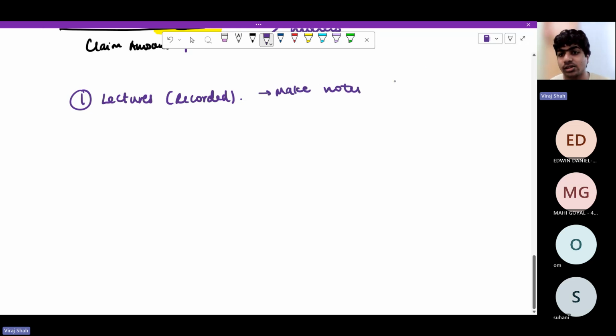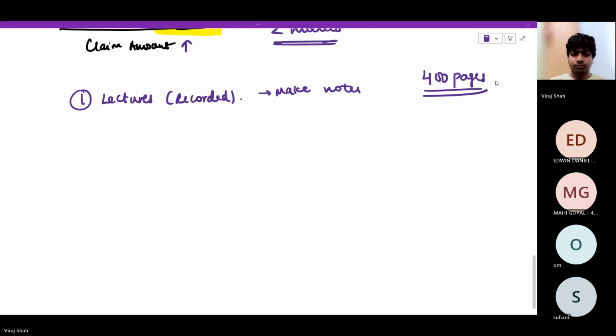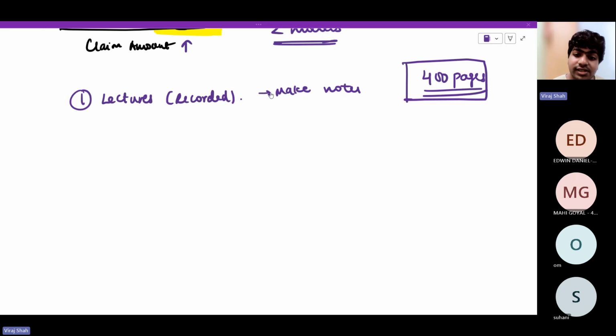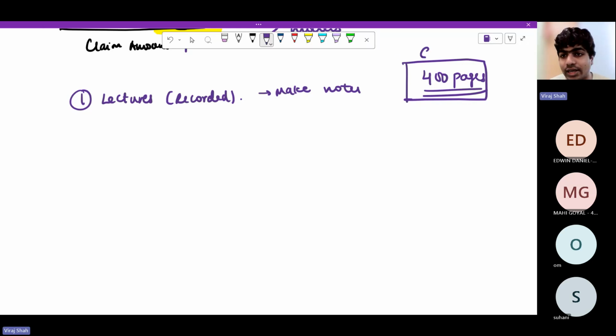For CS2, everyone has to maintain a 400 pages notebook compulsorily. Everyone has to write whatever is going on in the lecture. Please don't just watch the lectures. You will feel that you're understanding, but the next day when you wake up, you're going to go blank on what you studied.